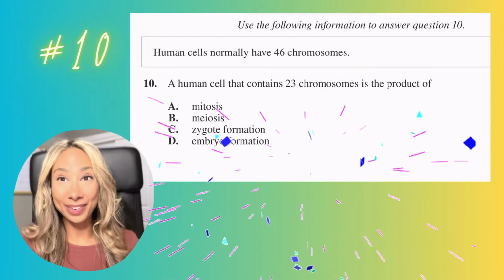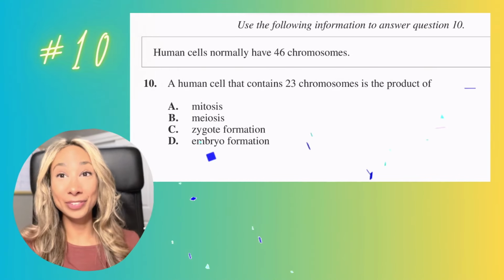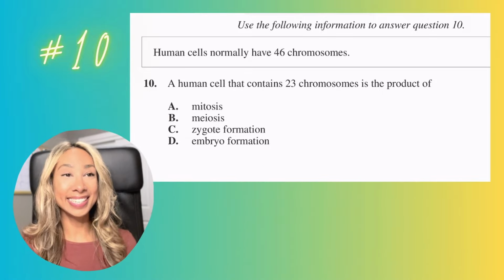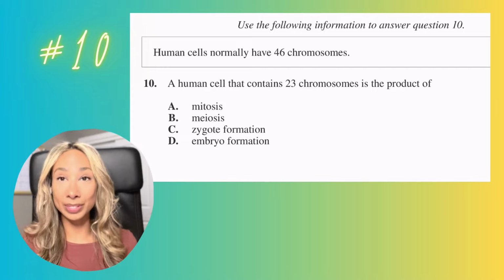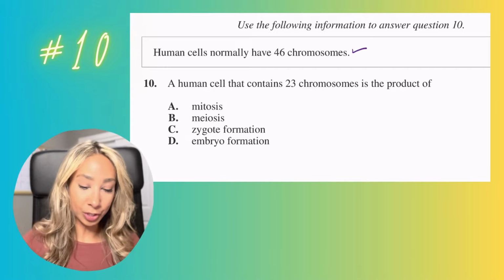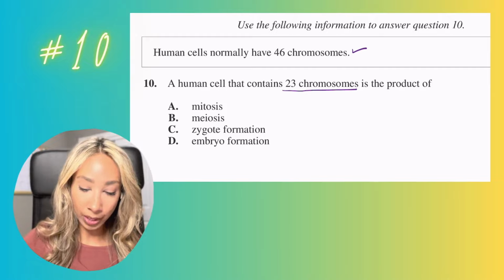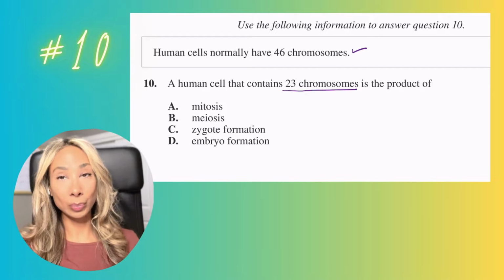Okay, everyone, we are halfway there, and congratulations if you stuck this far. That is fantastic. All right, so let's look at number 10. Number 10 says that human cells normally have 46 chromosomes. So that is true. Now we want to know if a human cell contains 23 chromosomes. Well, where do those 23 chromosomes come from?